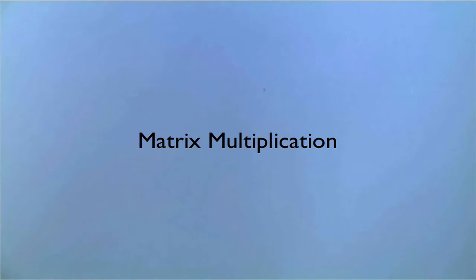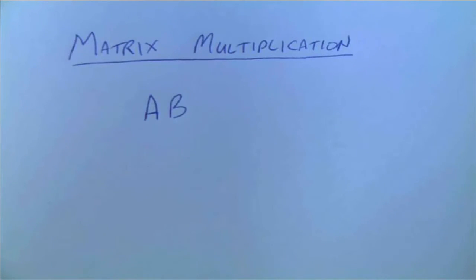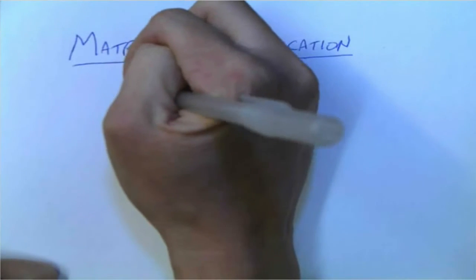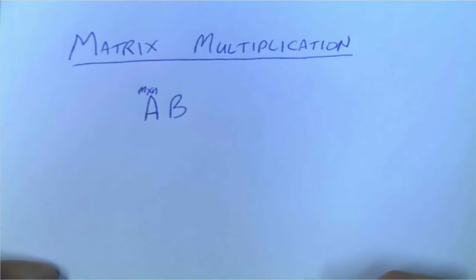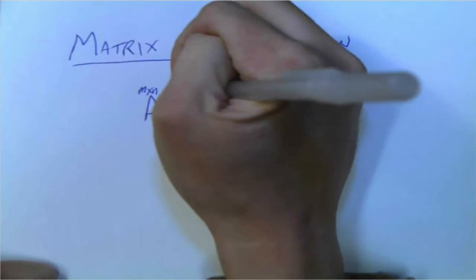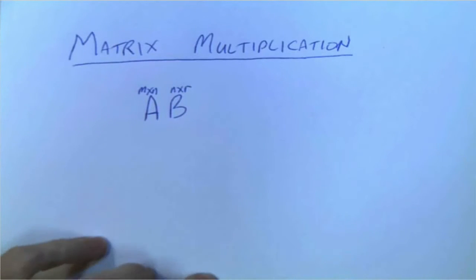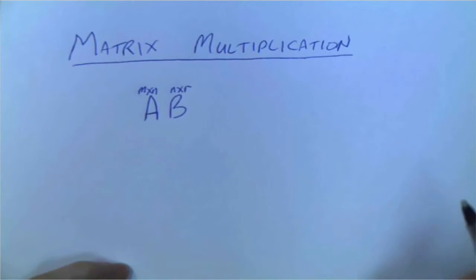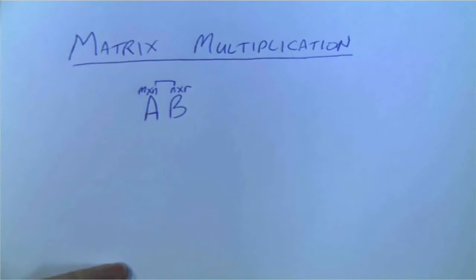Okay, so now we're going to talk about matrix multiplication. Suppose we've got two matrices, A and B, and we need to have their order. Let's say the matrix A has order m by n, and matrix B has order n by r. Make note, in order to multiply matrices, these two numbers have to be equal. If they are not equal, then we cannot multiply these two matrices together.